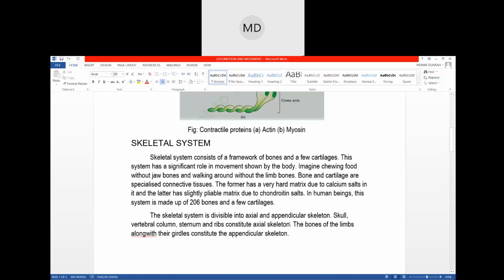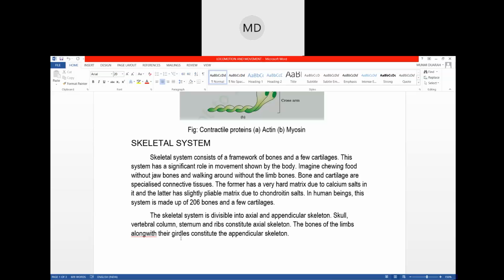And the appendicular skeleton comprises the bones of the legs and hands, and the girdles. So there are two girdles: one is the pelvic girdle and one is the pectoral girdle, present in the hip region. Okay, on top of your legs and below your stomach, that hip region. In that region there are girdles. Girdles are nothing but bones. So there are two types of girdles, the pectoral girdle and the pelvic girdle.